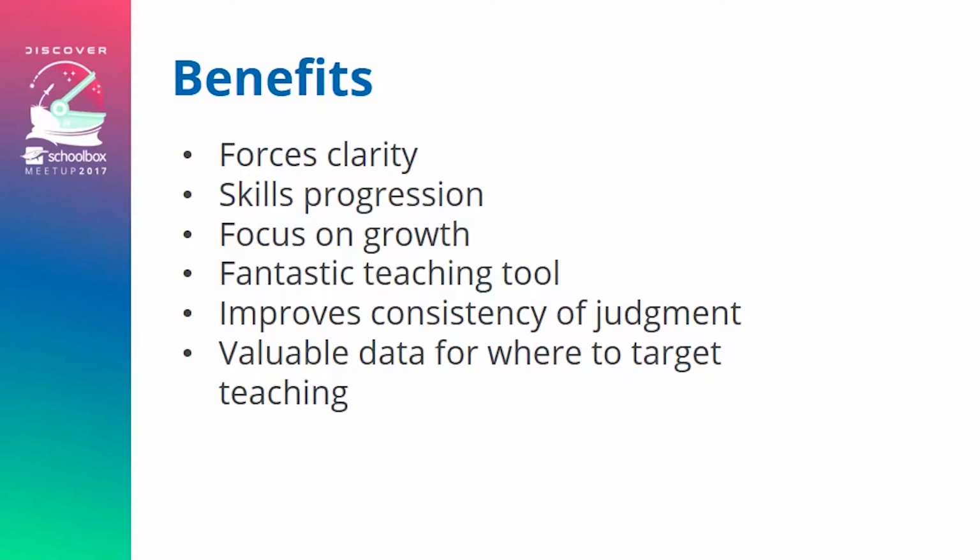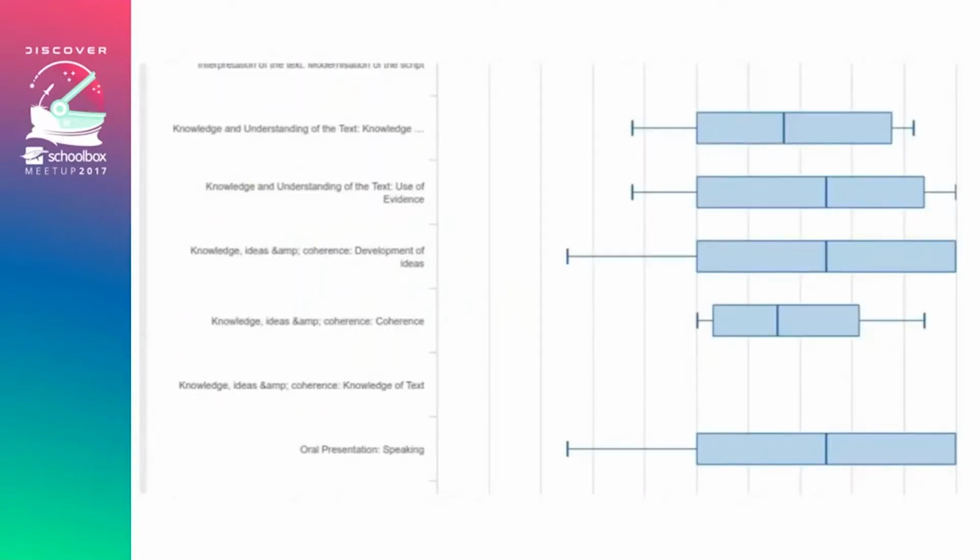So they will become more familiar with the actual skills progressions themselves. And just in terms of having that consistency of judgment, we're seeing in our moderation processes a lot more consistency already. What does it do in Schoolbox? I'm glad James is in the room, because I'm going to pull up another slide which I have a question about, and I want to know the answer.